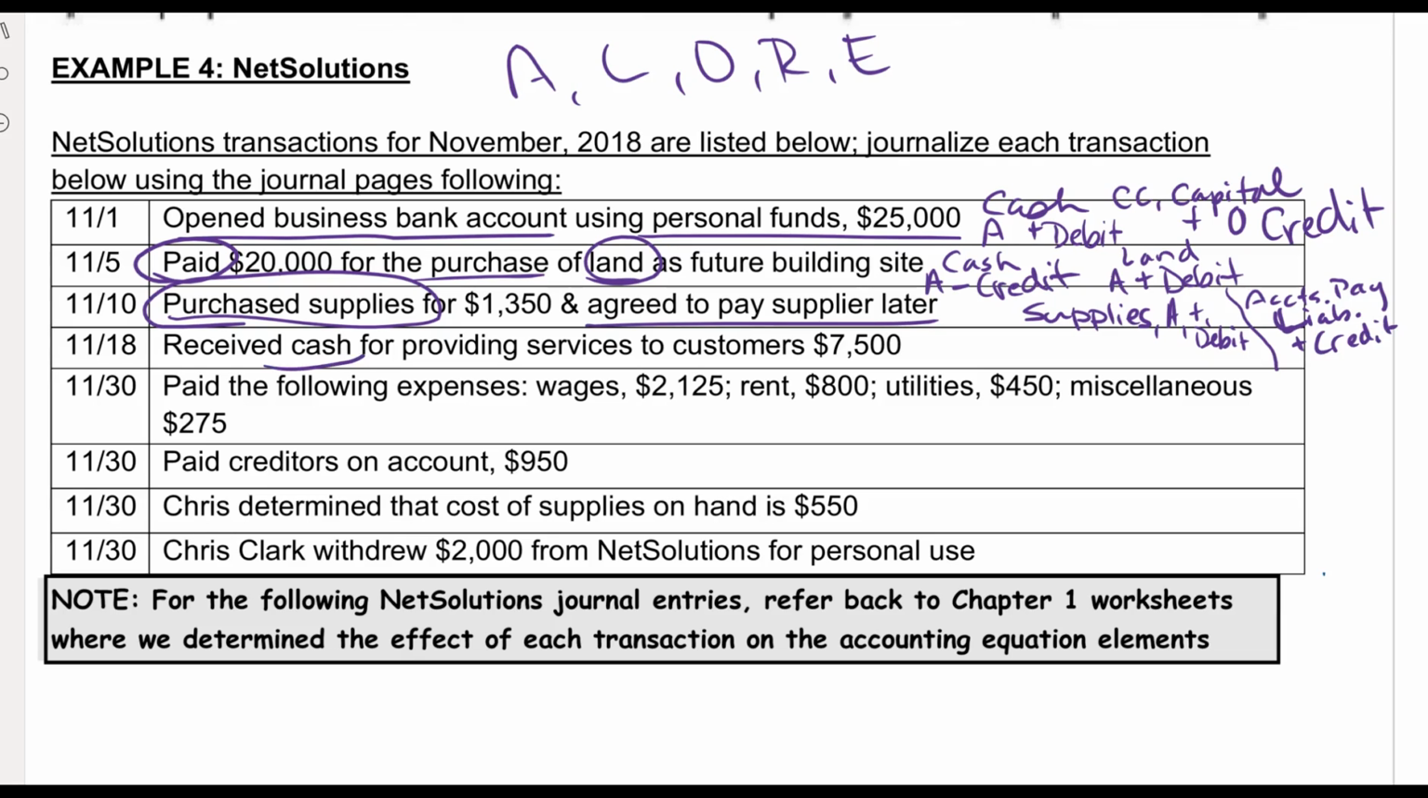The next one says received cash, so we know cash is going to be a factor. For what? Providing services to customers. It's not accounts receivable because there's no on account mentioned, and there's no customers will pay later or bill or any of that sort of language in here. So we know that it's going to be fees earned.